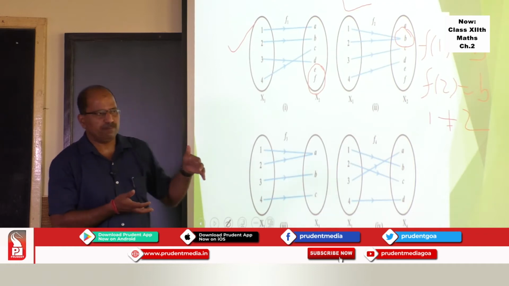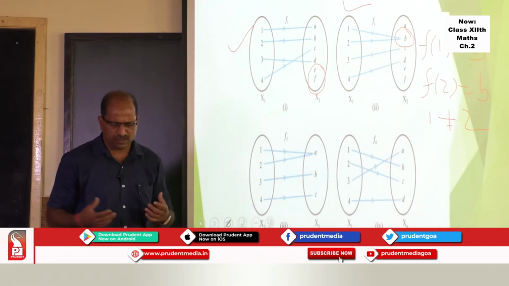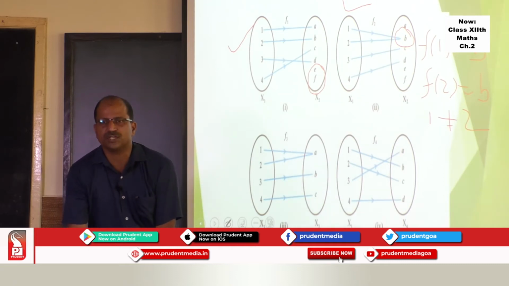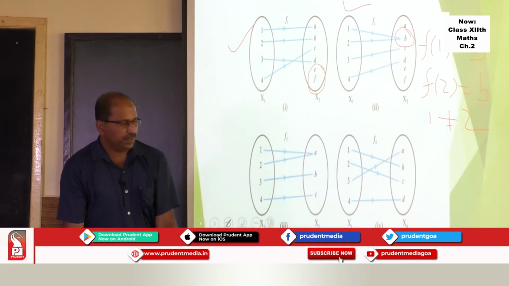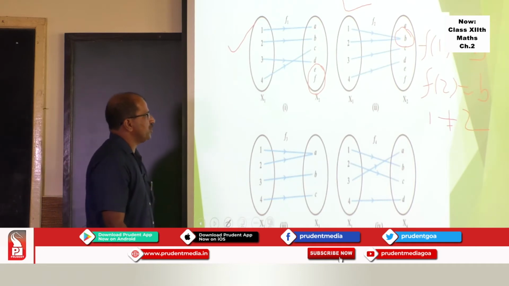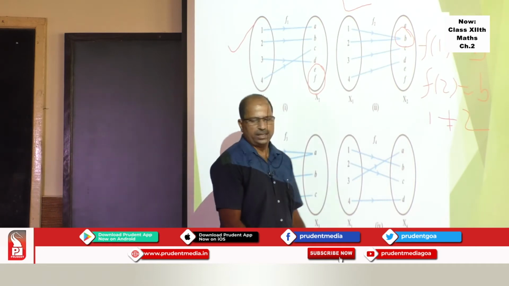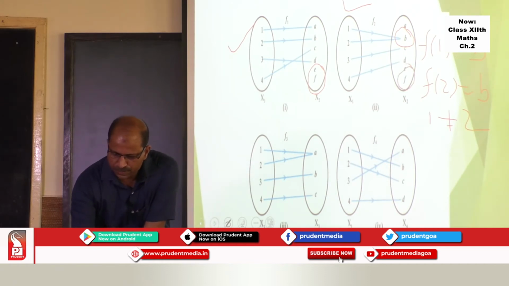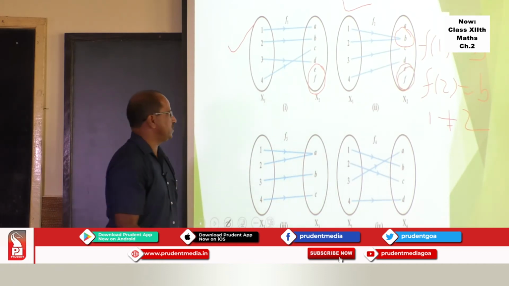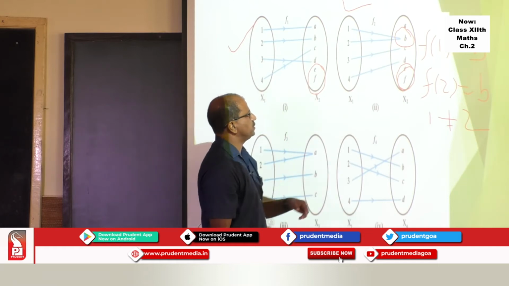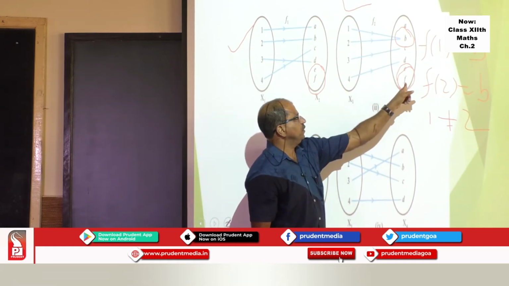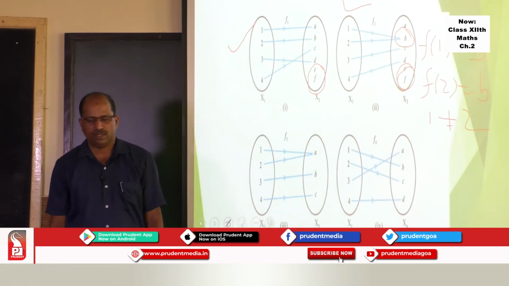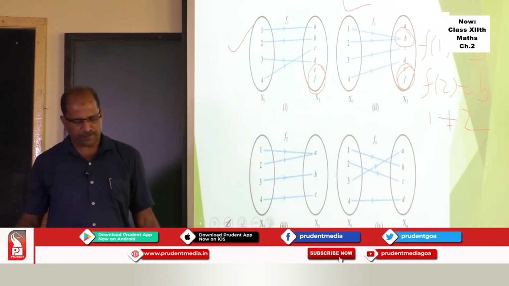So, this is many one function. We will not study many one in detail, but this is many one function. Is this function onto function or surjective function? And the answer is no again, for the same reason as in the previous example: E and F do not have pre-images.